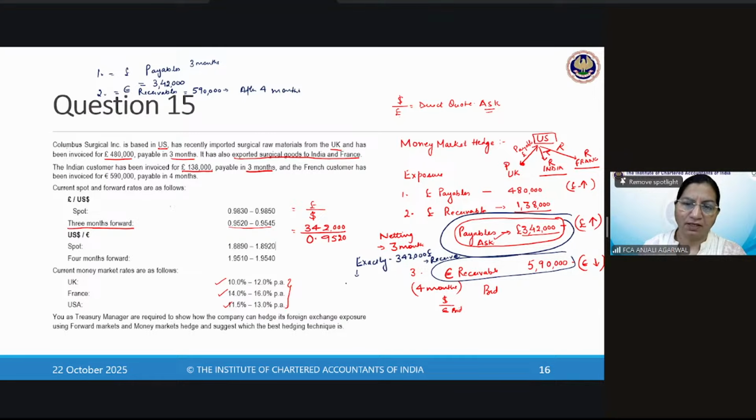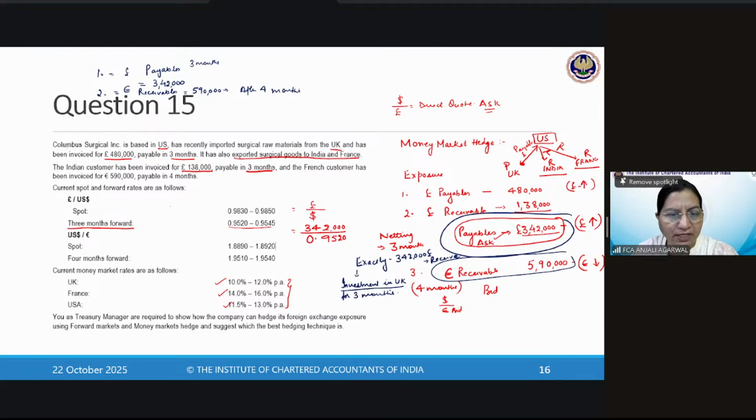If you make an investment in UK for 3 months, either lend to somebody in UK or make an investment in UK for 3 months and liquidate that investment exactly after 3 months, what will happen? Exactly after 3 months, you will receive 3,42,000 pounds.